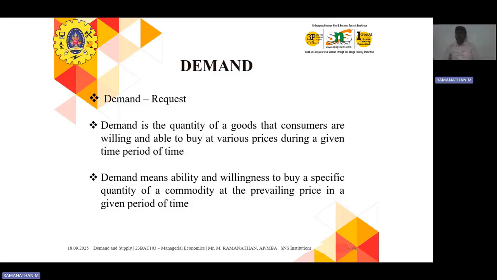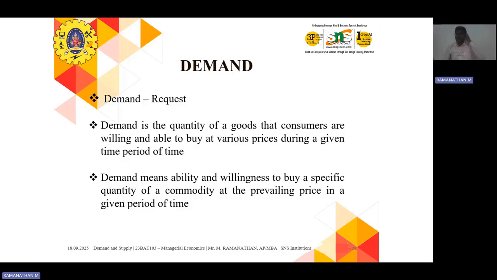Demand. In a word, demand is a request. From a customer's or consumer's point of view, they are requesting certain products or goods. Such a thing we call a demand. For example, a particular person needs a Tata Nano car. This is a kind of request from a customer or consumer. This will be called a demand.